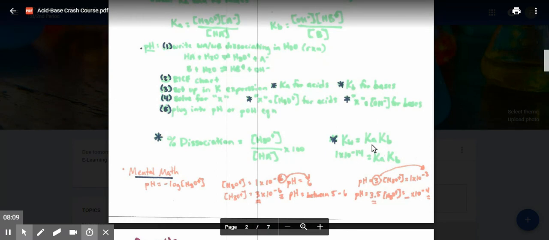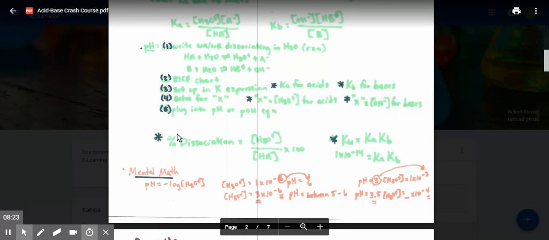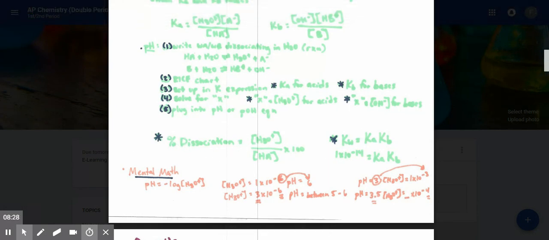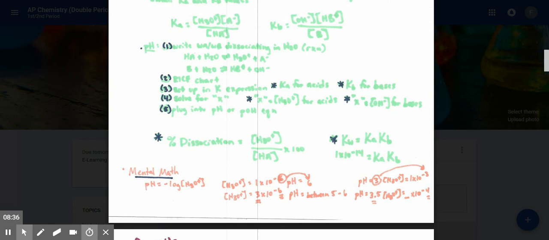Another thing, if I have a Ka but I need a Kb or vice versa, I can use the Kw formula. So Kw is equal to 1 times 10 to the negative 14. That value is equal to Ka times Kb. There's another thing here. This is especially what they ask for acids. They could ask this on multiple choice or free response. They will give you a percent dissociation, or you'll have to find a percent dissociation. The way that we find that is the H3O plus concentration over the acid concentration times 100.